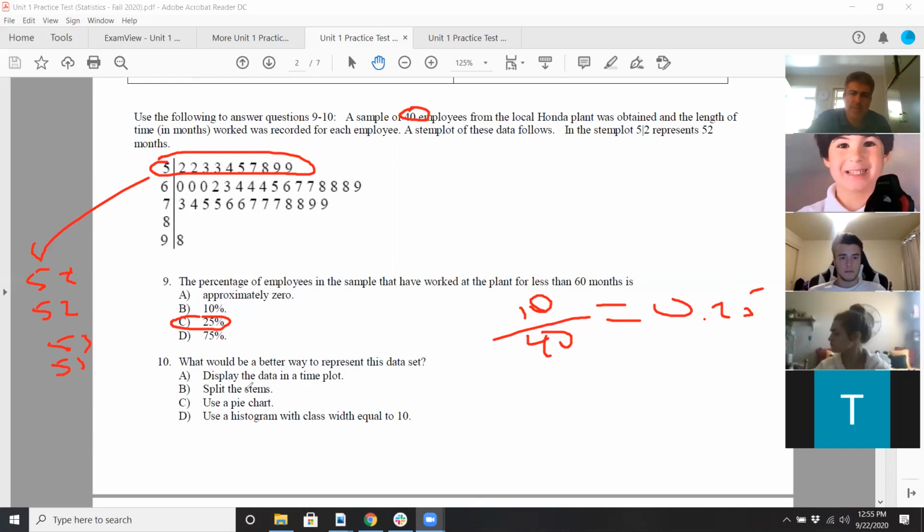I'm not sure about split the stems. I mean, I don't know what that means actually.